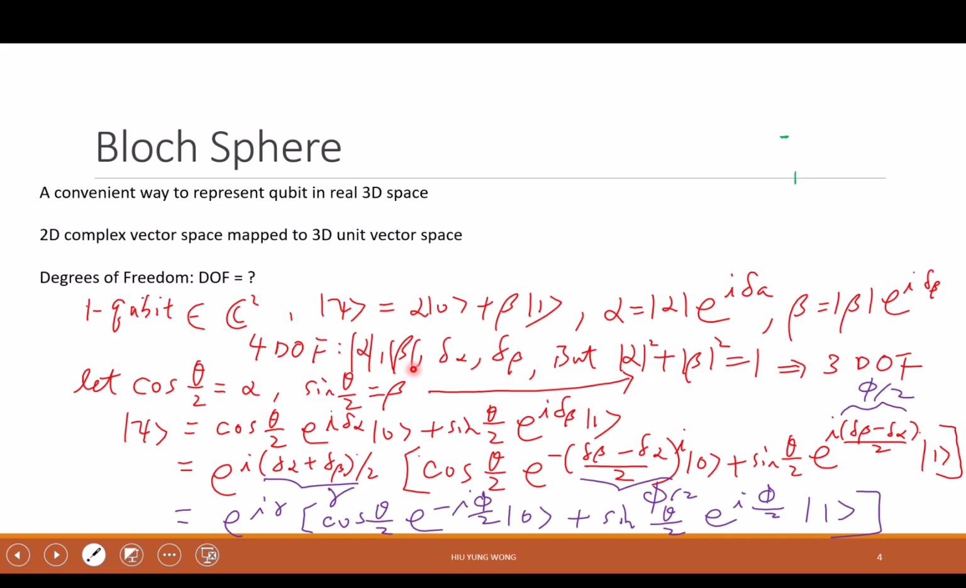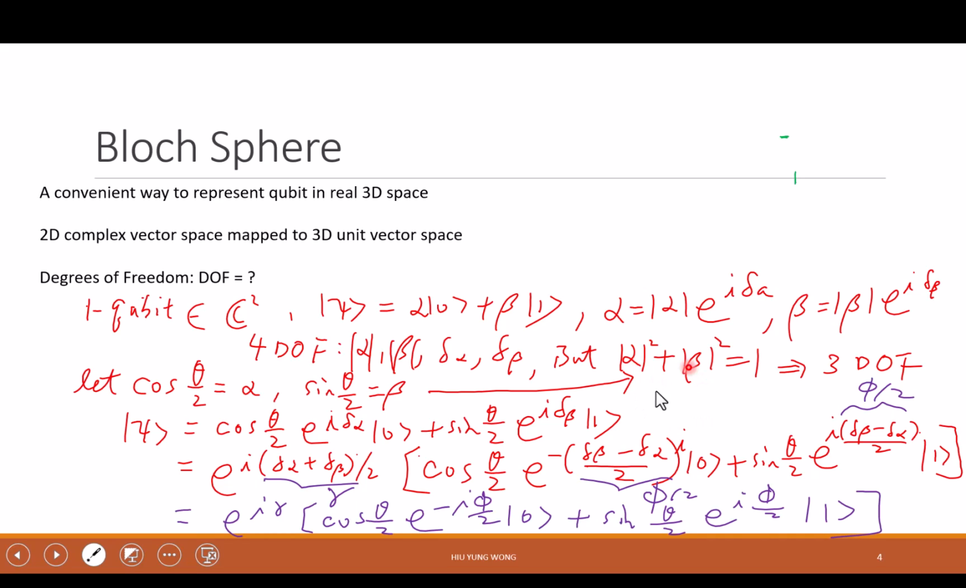However, we know that alpha squared plus beta squared must be equal to 1 because we are talking about the qubit. It's not a general complex number, right? So once I know alpha, I should know beta. Or I should say once I know the magnitude of alpha, I should know the magnitude of beta. So it reduced to only 3 degrees of freedom. I only need 3 parameters to specify 1 qubit state.